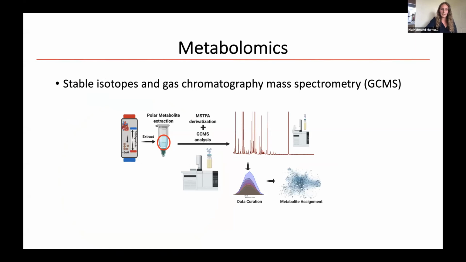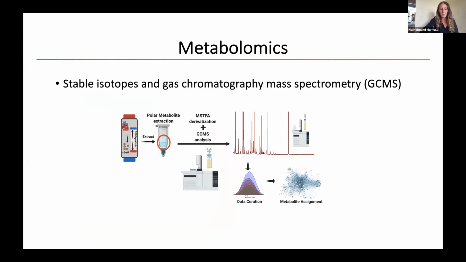So we want to look at how we can quantify metabolites from different pathways. And one way we can do that is by gas chromatography mass spectrometry, and we do that in our lab. Here we pulverize the tissue, and extract the polar metabolites, and then derivatize with an agent called MSTFA. Then we obtain the mass spectra and do the data generation by matching it to a library of standards.